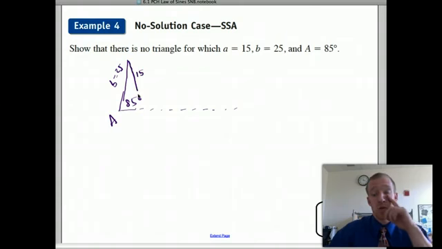So clearly you can see that 15 is not long enough to even reach this other side. So there's no solution.